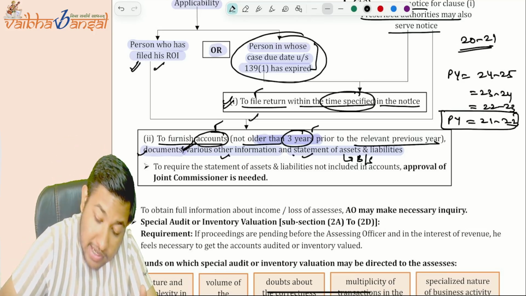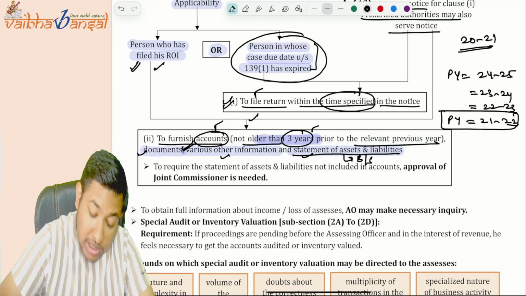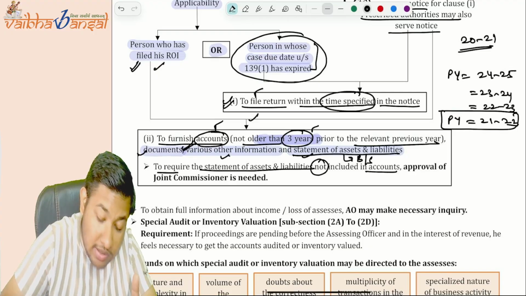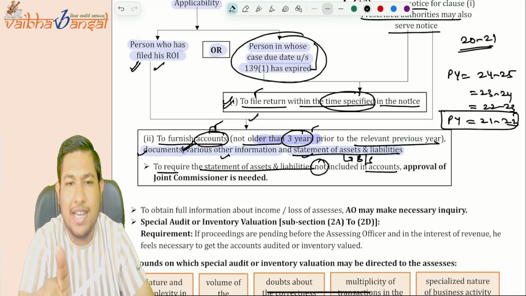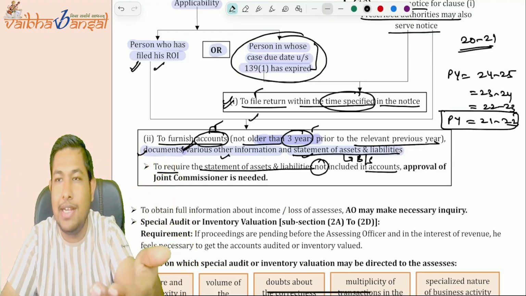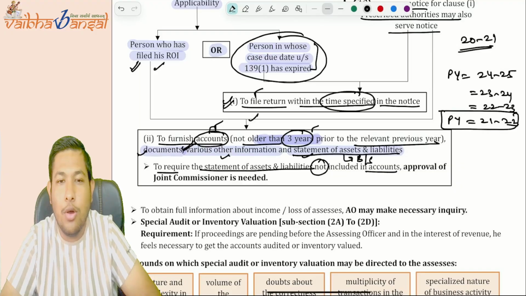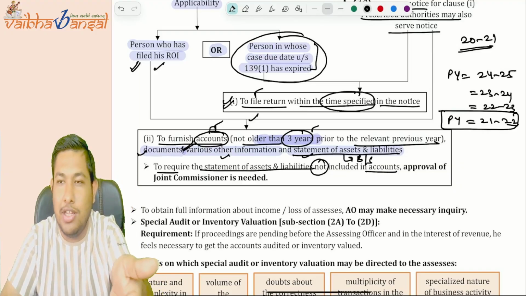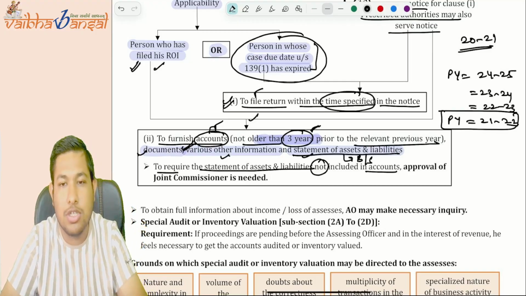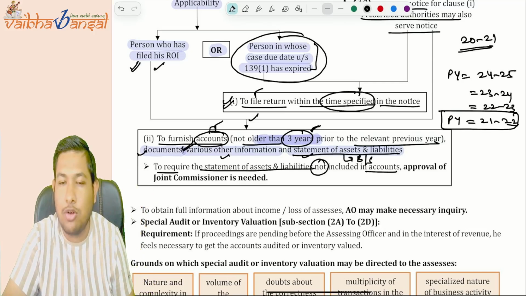But see, he can ask for the statement of assets and liabilities, which is not included in the accounts. See, a statement of assets and liabilities should be included in the accounts. The final accounts are what? The P&L, trading, and the balance sheet, including the notes to accounts and all. So it should already be included in your accounts, since the assessing officer is asking for the accounts. So the statement of assets and liabilities should already be there in the books of accounts. Okay, correct?